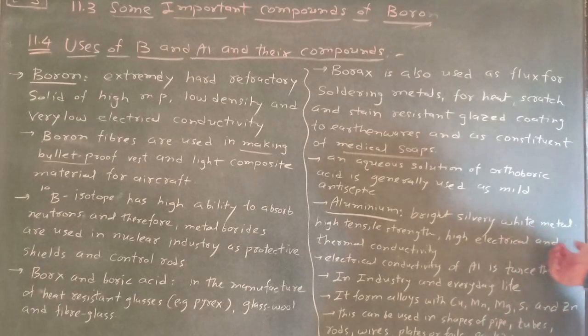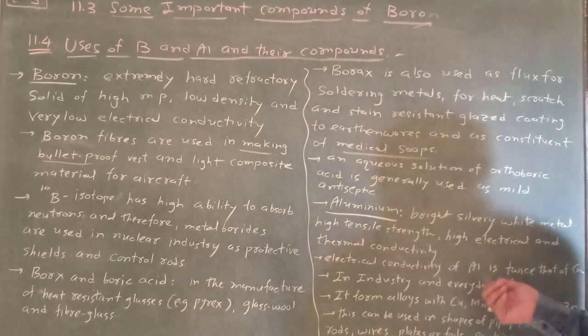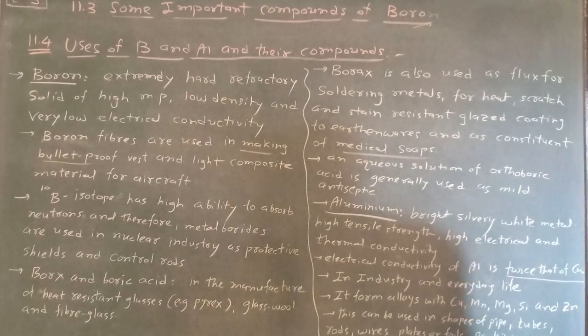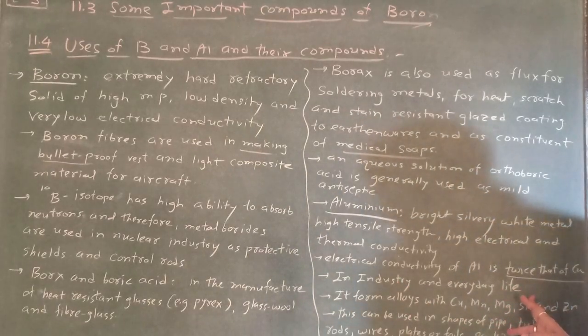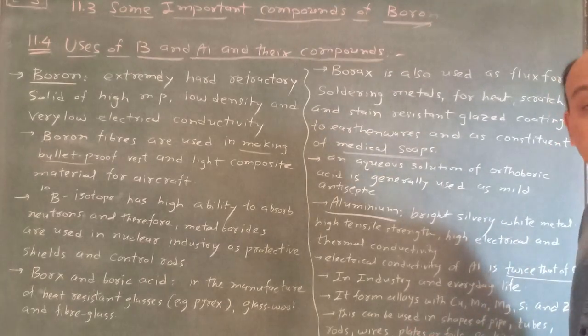Aluminium is a bright silvery white metal with high tensile strength and high electrical and thermal conductivity. You know the electrical conductivity of aluminium is twice that of copper. Remember this one. In industry and everyday life it is useful. It forms alloys with copper, manganese, magnesium, silicon and zinc. It can be used in pipes, tubes, rods, wires, plates or foils and packing.